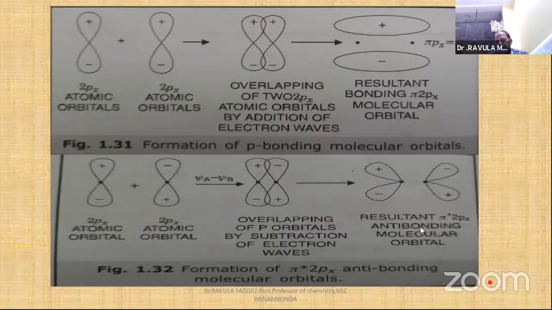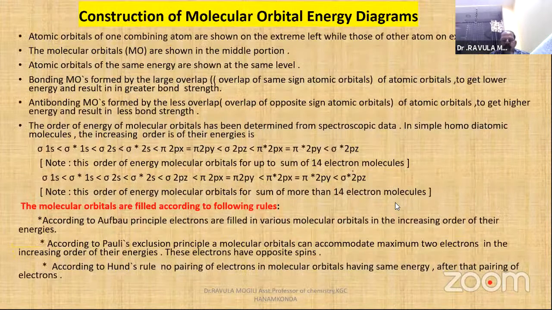Resultant, it is the formation of anti-bonding pi molecular orbitals. So this is regarding pi bonding, pi star. That pi star is nothing but an anti-bonding molecular orbital. So that is totally different.